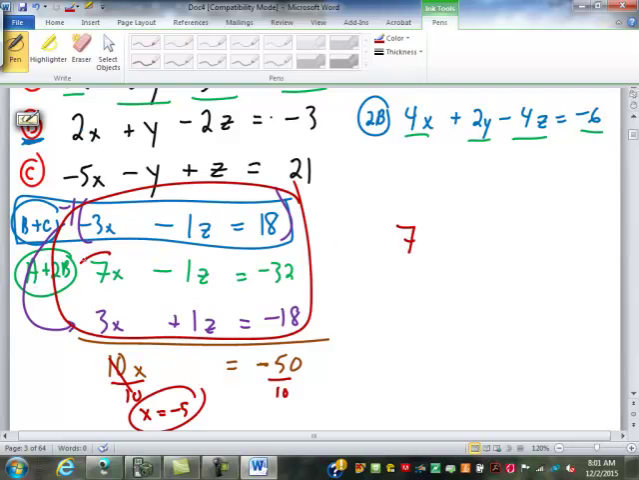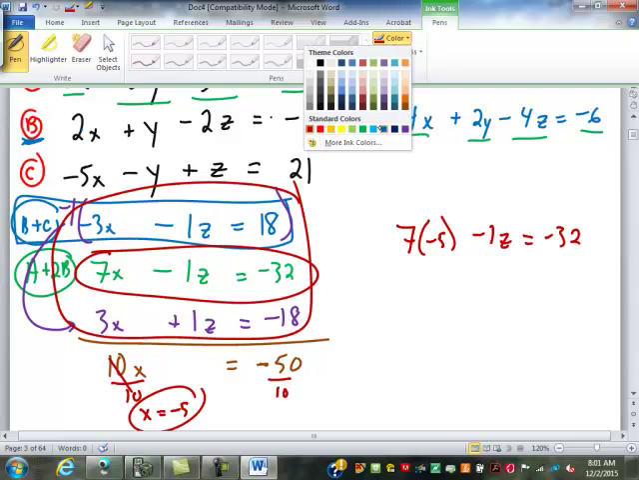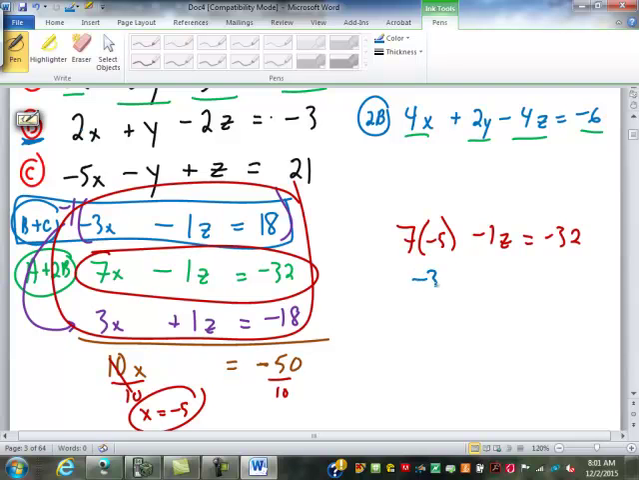I'm going to use the second one here. 7x is going to be 7 times negative 5, minus 1z equals negative 32. So this is negative 35 minus 1z equals negative 32. Add 35. Negative 1z equals a positive 3, divided by negative 1. z equals negative 3.